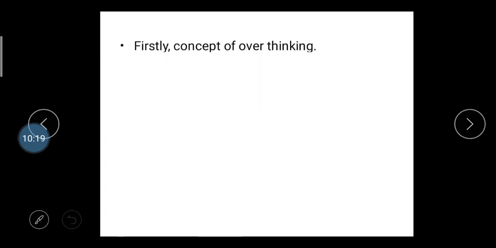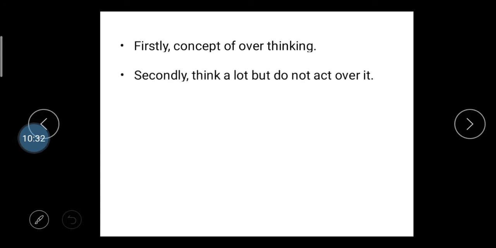firstly, the concept of overthinking. Sometimes some people only do thinking, they cannot do any work. So do not overthink. Think, but do not overthink. Then after, secondly, think a lot but do not act over it. Okay, you have to think a lot but not act over it.